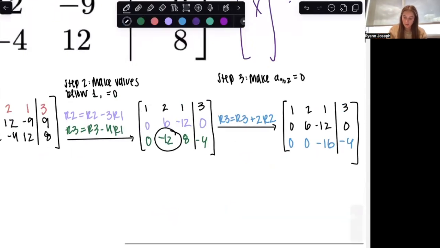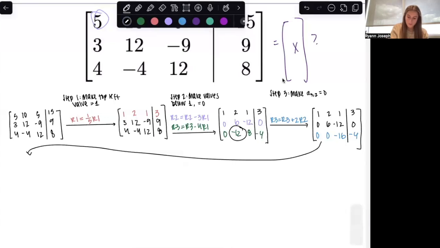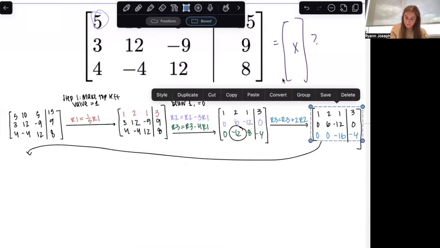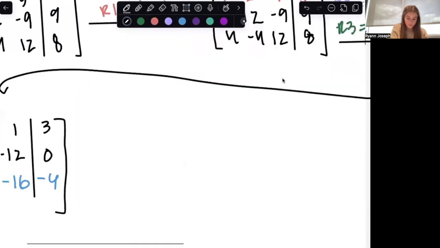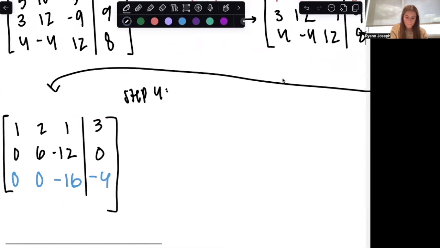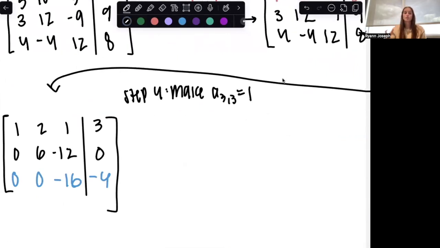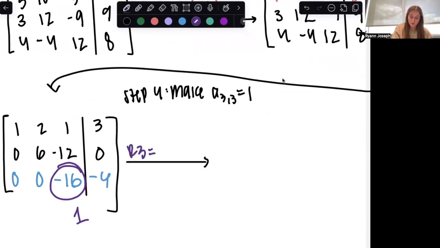So the next thing I want to do, I'm going to bring our matrix down with us, is step 4, make a 3, 3 equal to 1, right? So we're trying to approximate the identity matrix. So we want this value to be 1. To do that, I can just say row 3 is equal to 1 over negative 16 times row 3. So I'm going to multiply by negative 1 over 16, which is going to make negative 16 into 1.